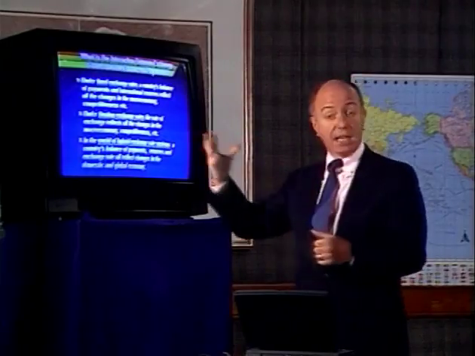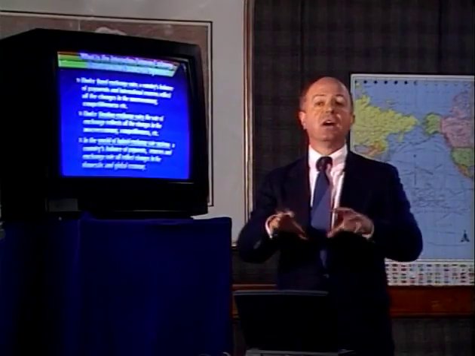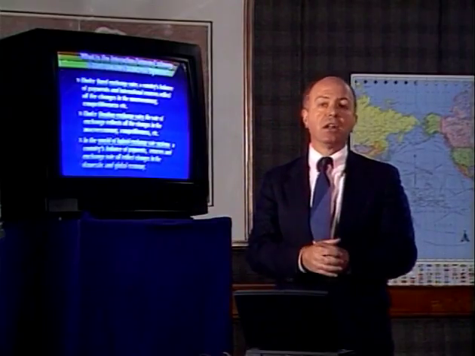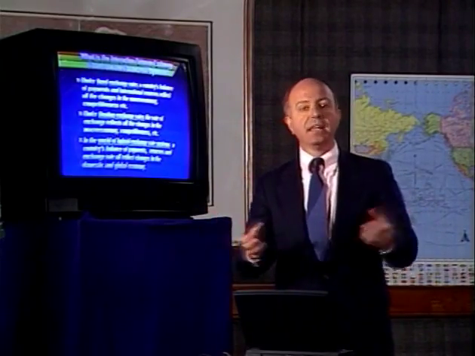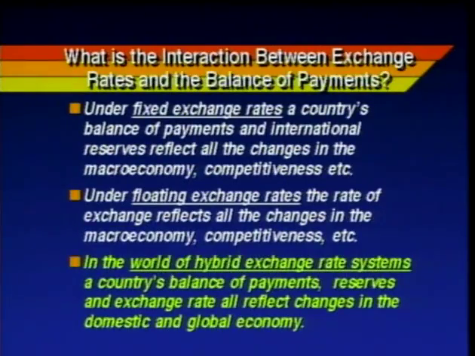So in this world, and it's an extreme case, the adjustment is primarily on the exchange rate. Now the reality is that in terms of what goes on day to day, we're somewhere between these two extremes. We're in a hybrid world, one in which both exchange rates on the one hand and the trade balance on the other hand do reflect all the changes occurring in the U.S. economy and in the global economy.